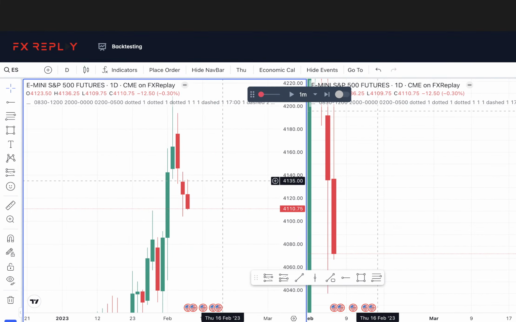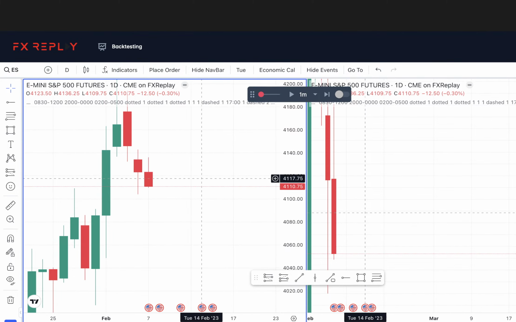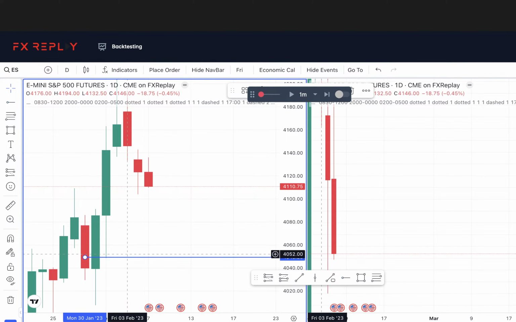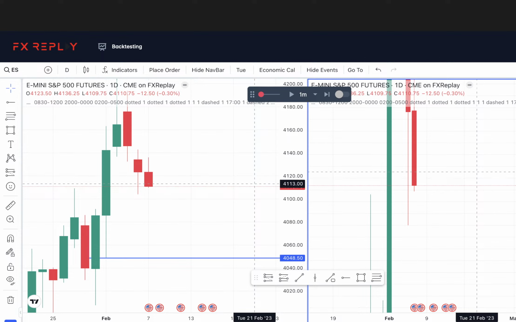And then we're in a daily fair value gap. Liquidity's here. I don't like to mark daily fair value gaps if we're already in it. If we're going towards one, I'll mark it. I don't like to mark it if we're in it.